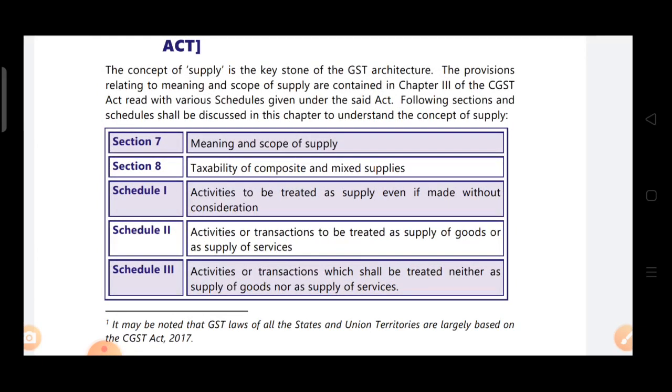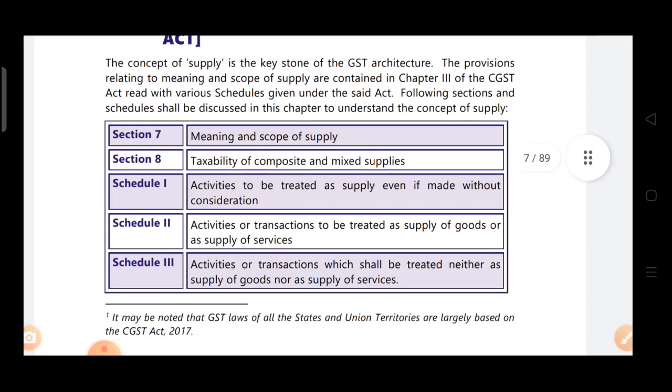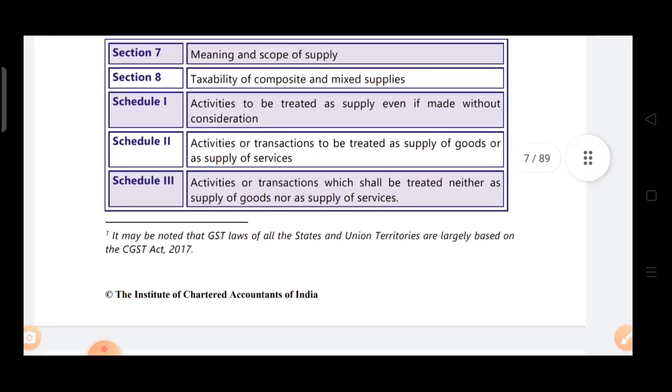Now, what is given in Section 7? Meaning and scope of supply. In Section 8, taxability of composite and mixed supply is given. That also we will do, don't worry. Schedule 1 covers activities to be treated as supply even if made without consideration. Schedule 2 covers activities or transactions to be treated as supply of goods or supply of services. And Schedule 3 covers activities or transactions which shall be treated neither as supply of goods nor as supply of services. So we will study these sections and schedules.